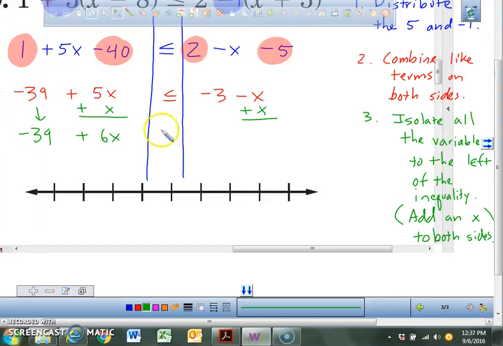6 x's. All right. Garrett, we're not talking about your date. We're talking about variables right now. Just kidding.